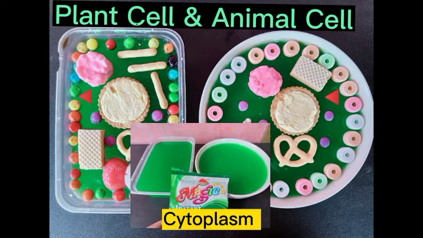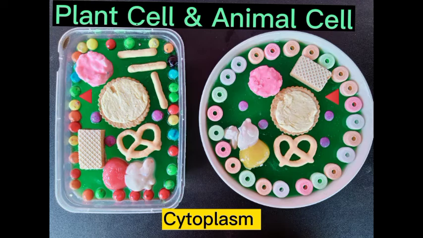The cytoplasm, a clear, thick, jelly-like fluid inside the cell membrane, contains and supports the organelles. Both plant and animal cells have the cytoplasm.